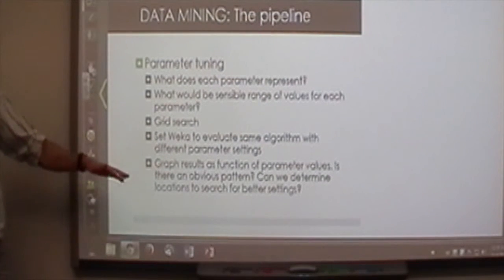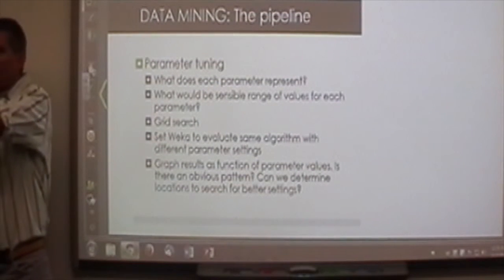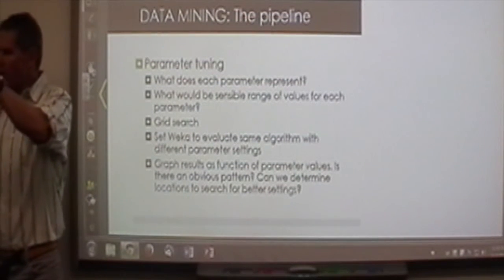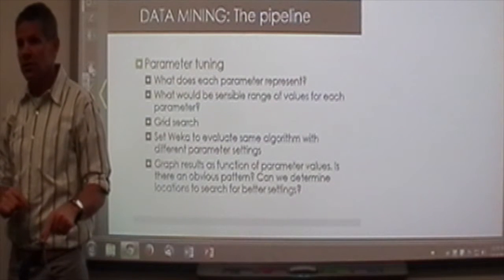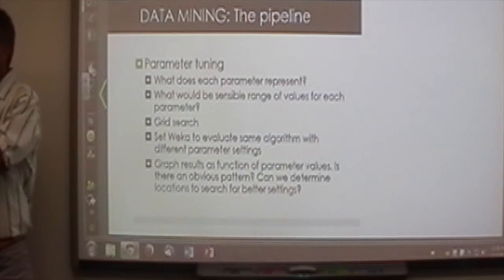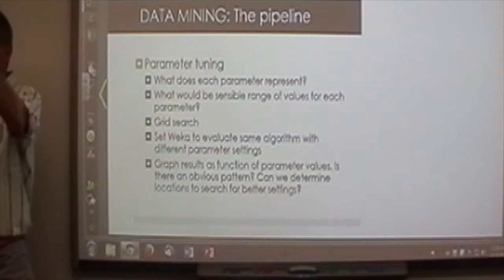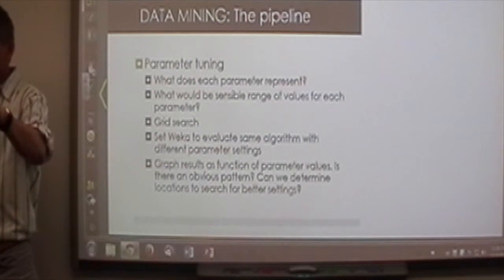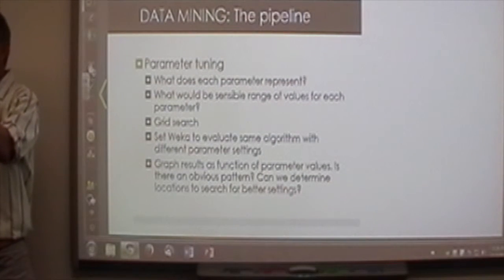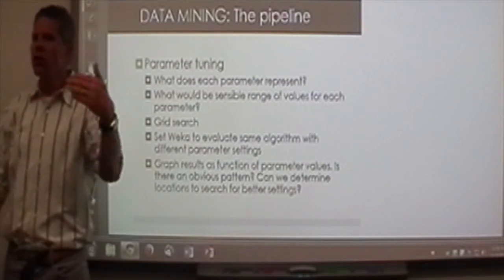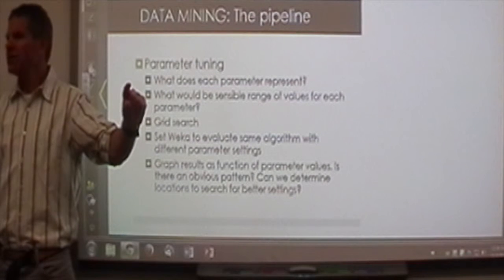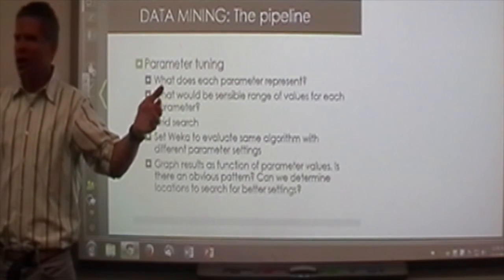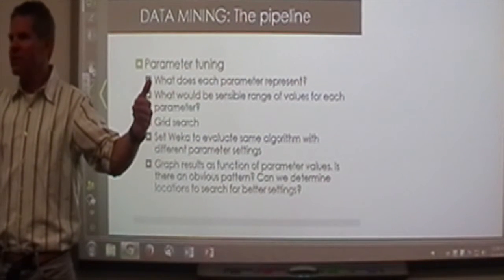So notice, if you're using Weka, set Weka to use the same algorithm with different parameter settings. Okay? If you're not using Weka, if you're using computer code, you could use a for loop. For parameter 1 equaling 0 to 2, iterate by 0.2. And that gives you 11 values you're going to have to do.